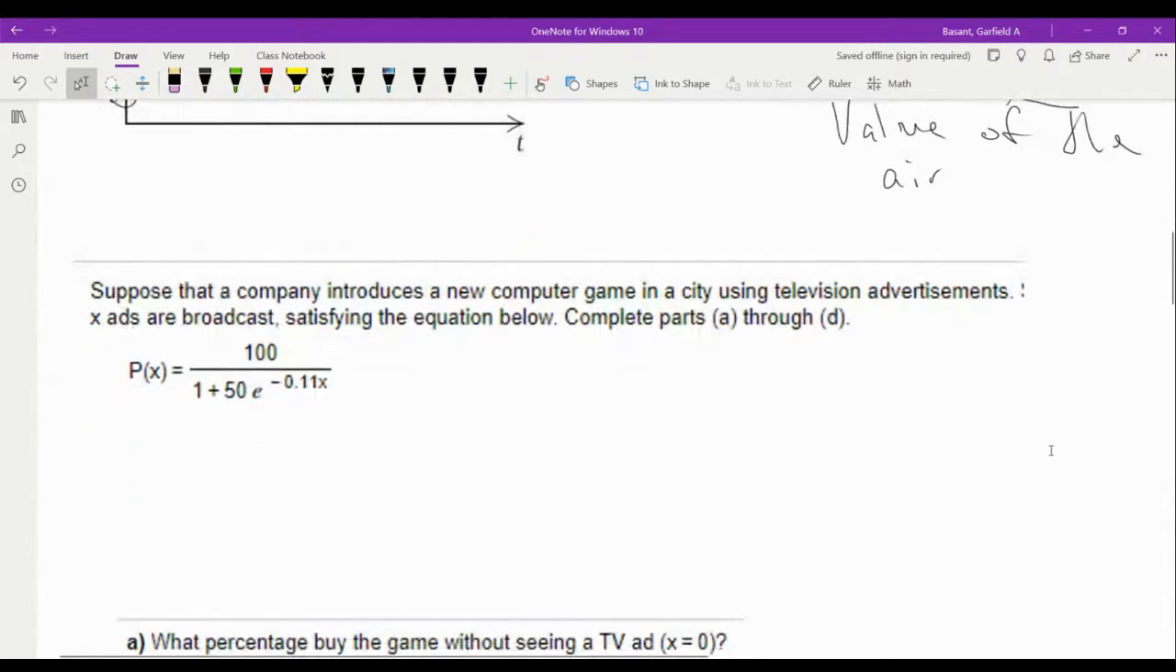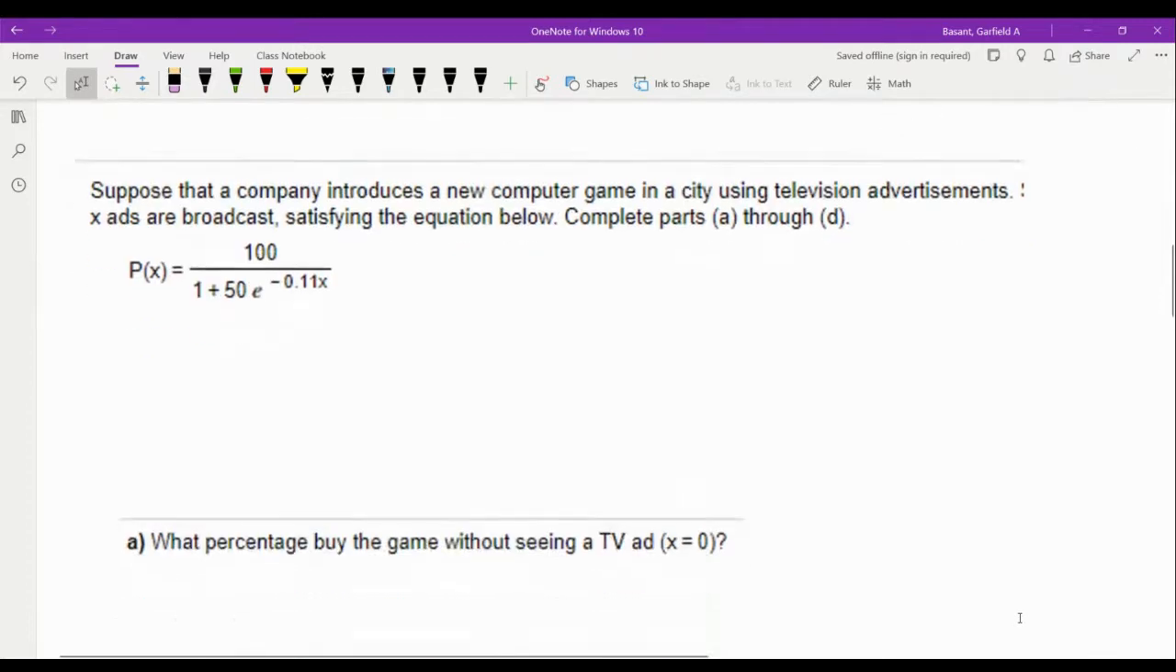All right, let's look at this question. All right, let's look at these questions. Suppose that a company introduced a new computer game in a city using television ads. X ads are broadcast satisfying the equation below. Complete parts A through D.